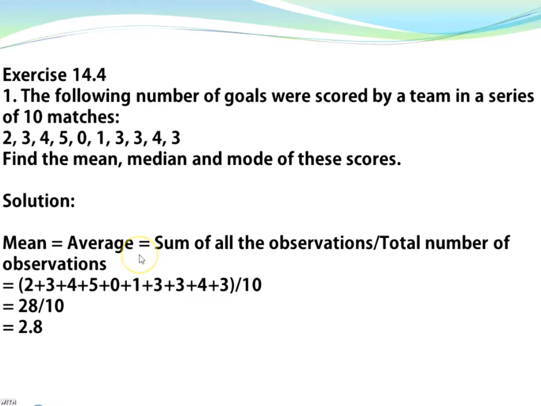So mean is nothing but the average. So you will add up all these scores, 2 plus 3 plus 4 plus 5 and so on, divided by total 10 matches are there, so divide by 10. So the answer will be 28 by 10, which is 2.8.